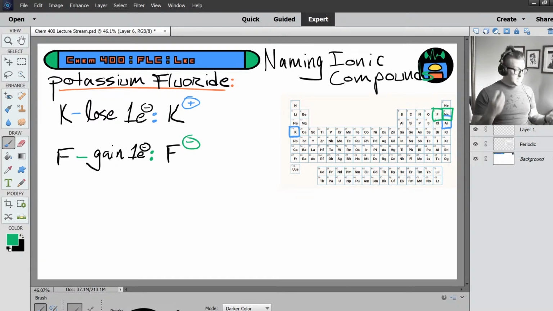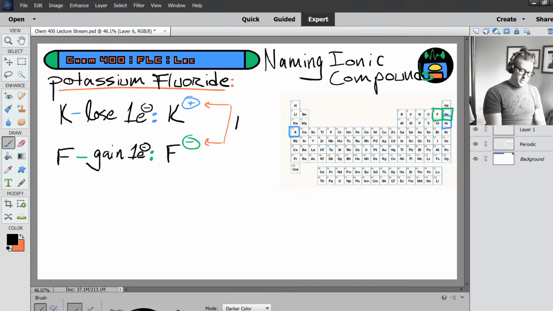And once you've determined the individual charges of your ions, now you move to that first principle where our total net charge is 0 for every ionic compound. Since we have a cation with a charge of +1 matched with an anion that has a charge of -1, this tells us that we are dealing with a 1-to-1 ratio, cation to anion. So potassium fluoride will have, well, that's the ugliest K I've ever drawn. Potassium fluoride will have a chemical formula of KF.